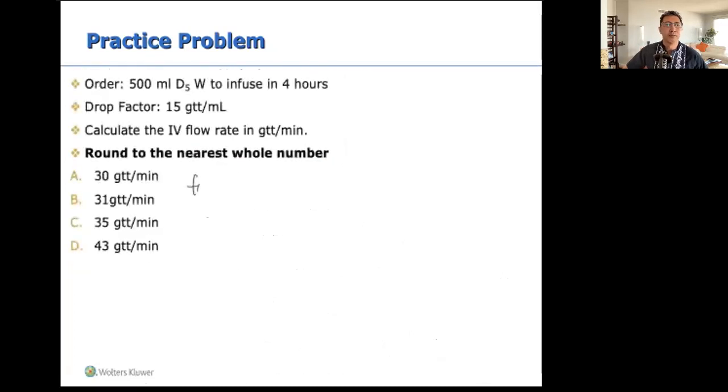Let's do another one. 500 mLs D5W to infuse in 4 hours. I'm going to do the same thing. I'm changing the numbers so you can see how it works. Drop factor, 15 drips per ml. Calculate the IV flow rate in drops per minute. I'm writing my formula again. It's the same exact formula over 60 minutes.